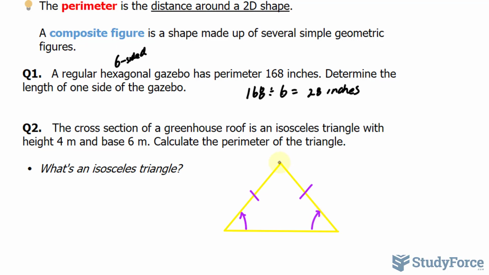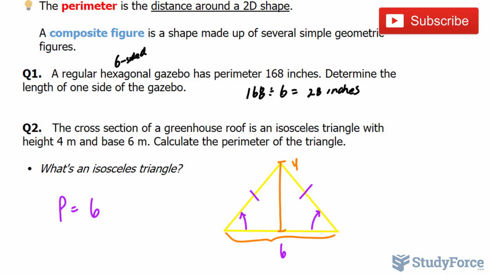So the height, that is from here to here, is 4, and the base from one vertex to the other is 6. We need to find the perimeter of this thing. And to find the perimeter, we add up all the sides. So we already have one side at 6. But we need to find these two unknown sides. If we find one of the sides, then we've automatically found the other.